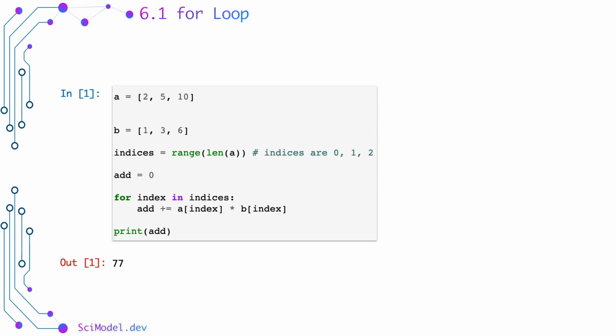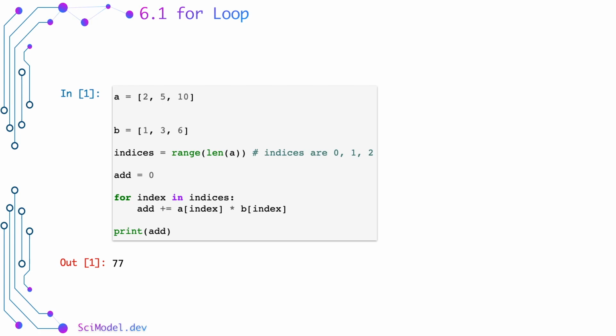In this code example, we are creating two lists, a and b, each of which has a list of integer values. Then, we are creating the indices variable, which will be used in the for loop to iterate over the indices to access the lists a and b. To create a range of indices for lists a and b, the range function's input argument must be the length of either list a or list b since both have the same length. Therefore, the indices generated are 0, 1, and 2.